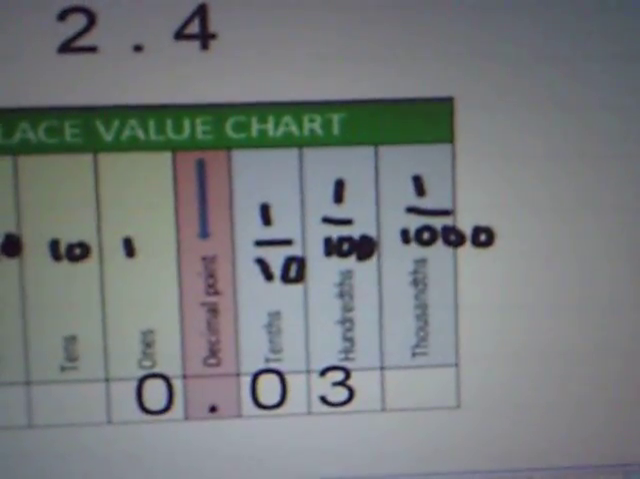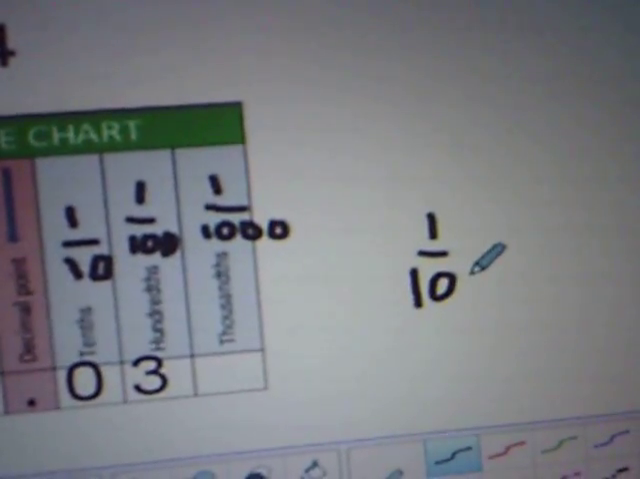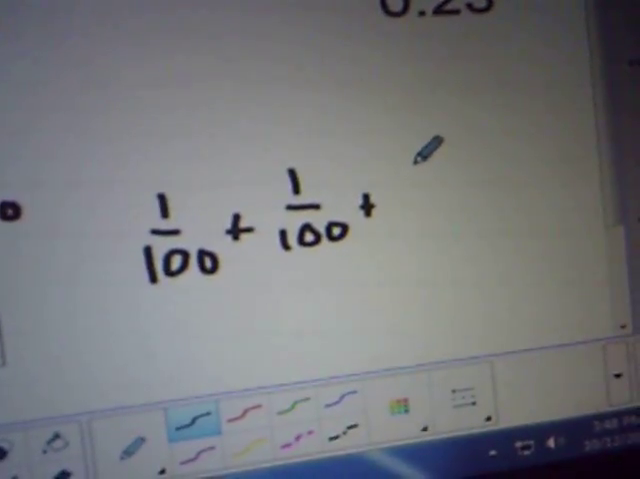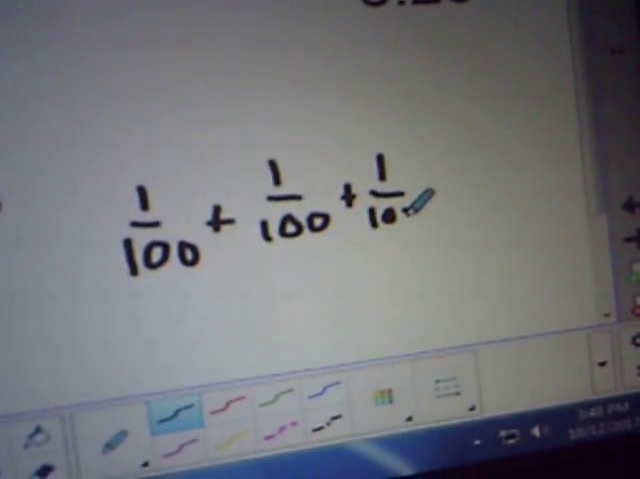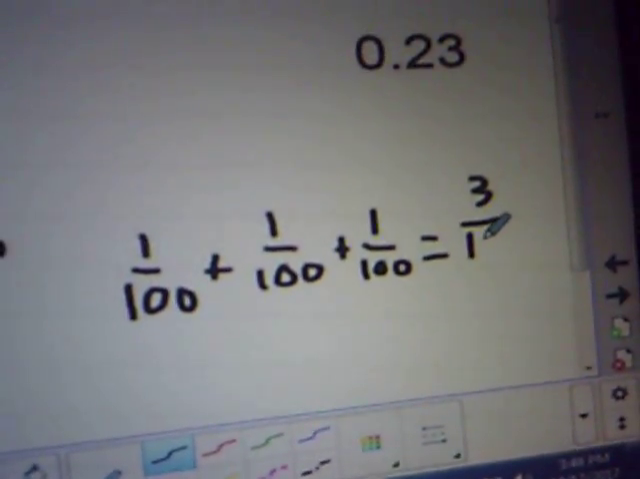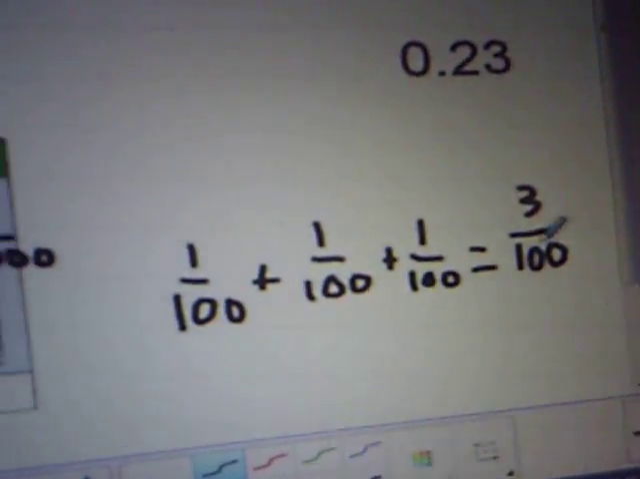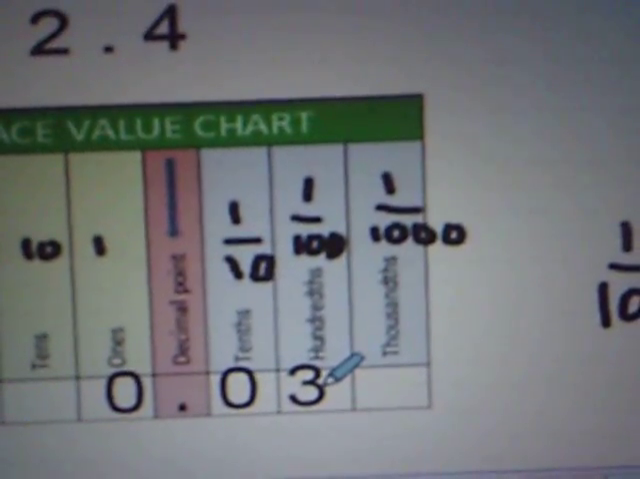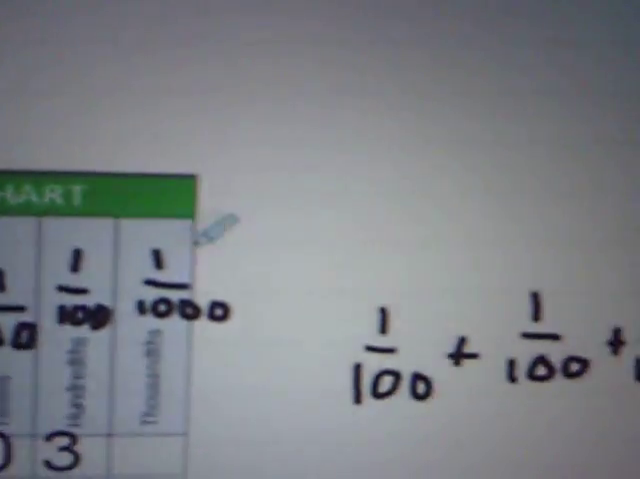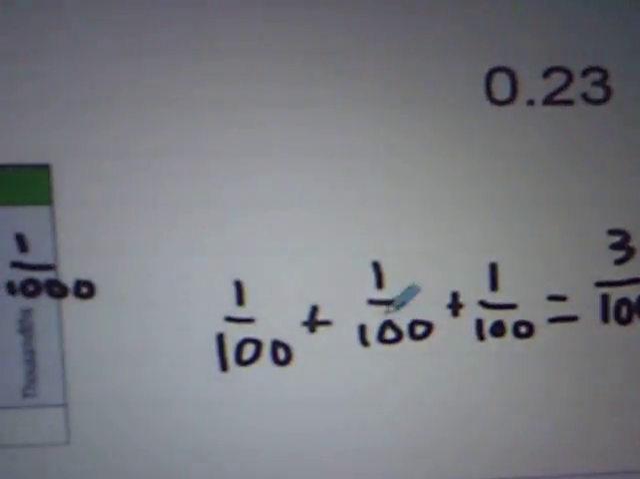3 1/100ths can be written in fraction form as follows. 1 100th plus 1 100th plus 1 100th, and that equals a total of 3 100ths. You can think of it like 3 pennies, 3 100 pieces. So the 3 in the hundredths place is what gives me the 3 100ths. The same way the 2 in the tenths place gave me 2 tenths, the 3 in the hundredths place gives me 3 100ths. And here's why.